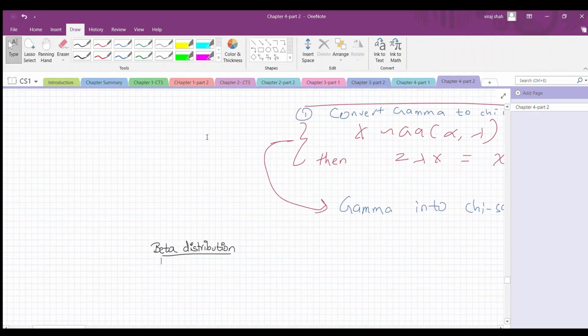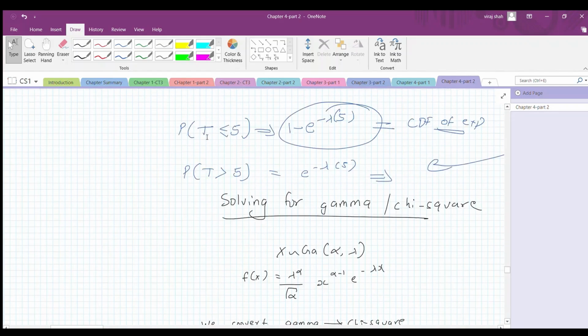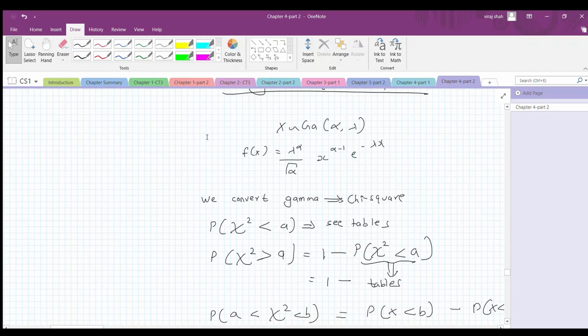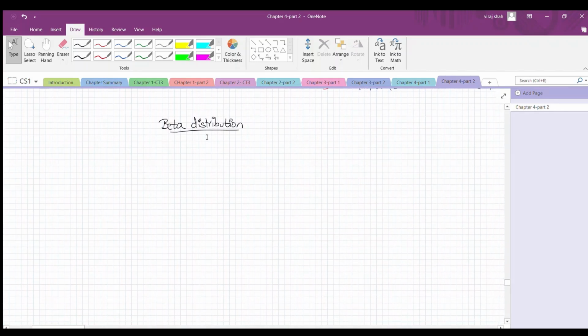Hey guys, in the last lecture we saw some sums relating to the gamma distribution and chi-square distribution. We even saw one more distribution, which is known as the waiting time distribution. In this lecture, I'm going to start with a new distribution known as the beta distribution.